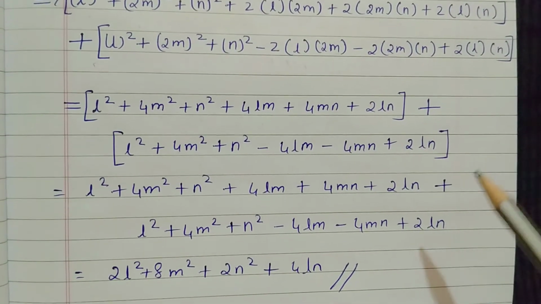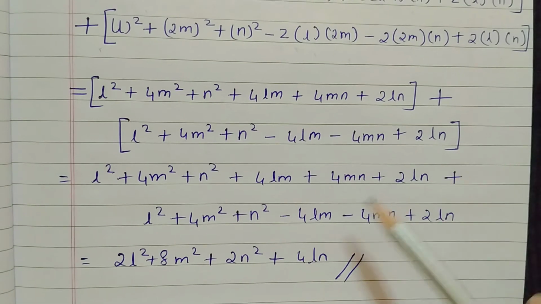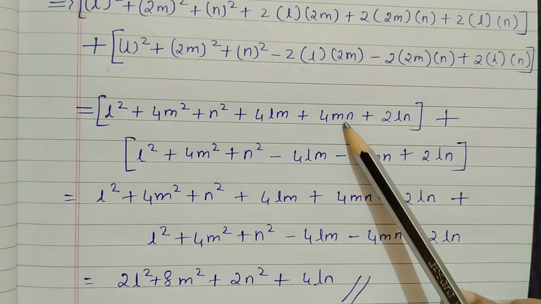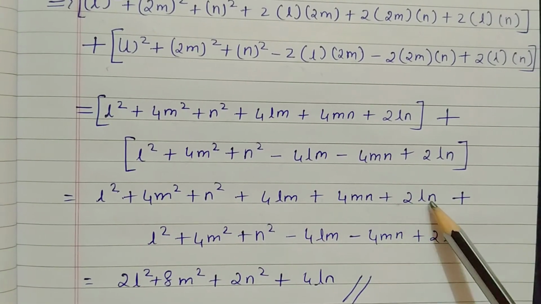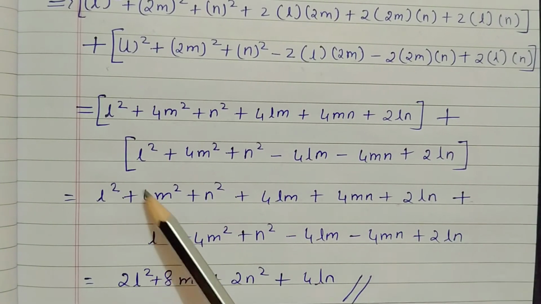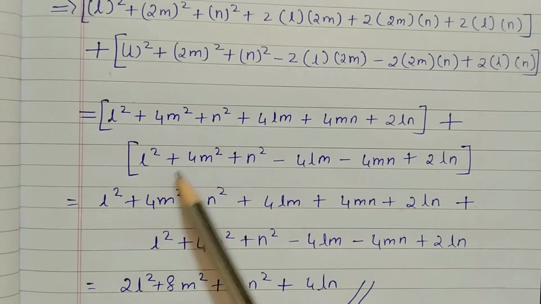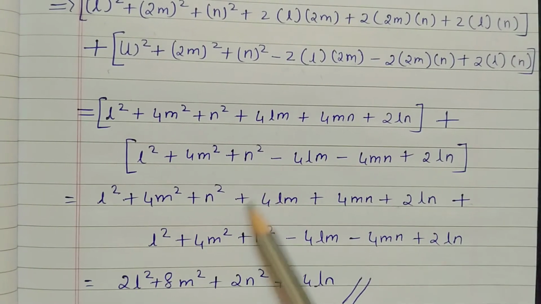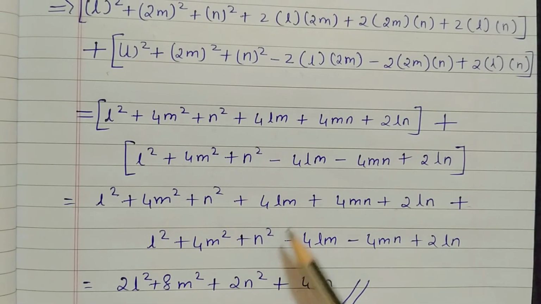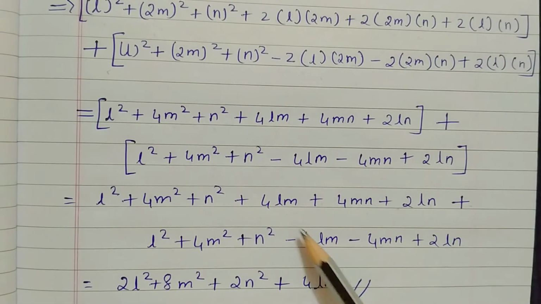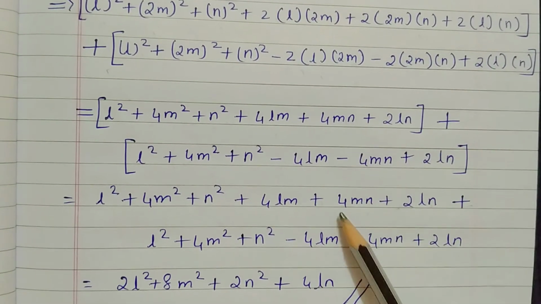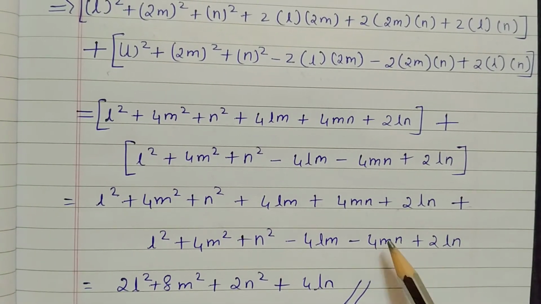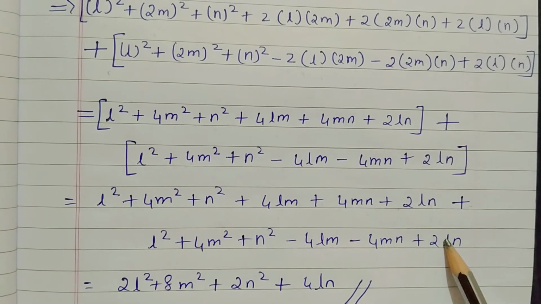So once this square bracket is going to open, then you have to check whether there is a change of sign. L square plus 4m square plus n square plus 4lm plus 4mn plus 2ln. Till here it is proper. Plus, now the bracket is open, plus L square, plus into plus is 4m square, plus into plus is again n square, plus into minus is minus, so minus 4lm, plus into minus is again minus, so minus 4mn, plus into plus is plus 2ln.